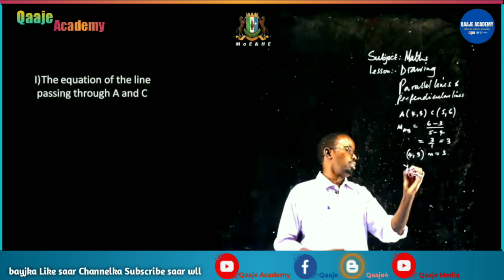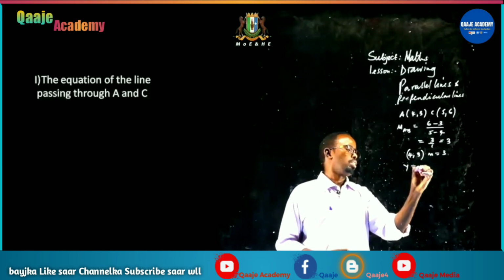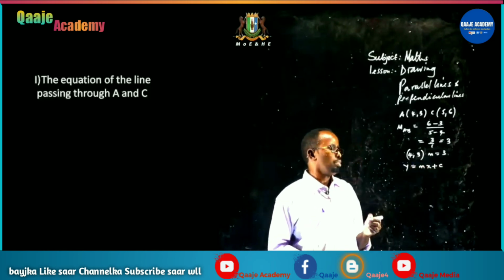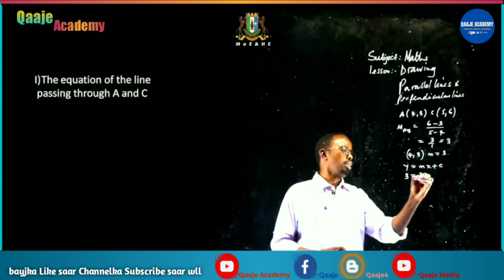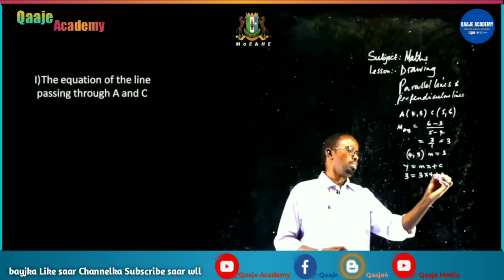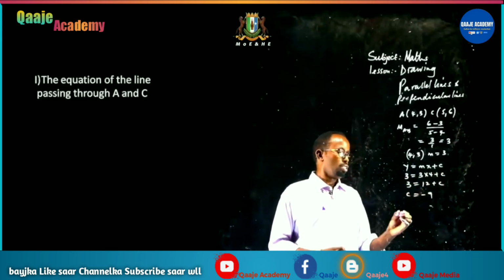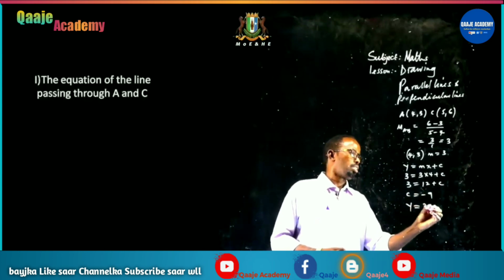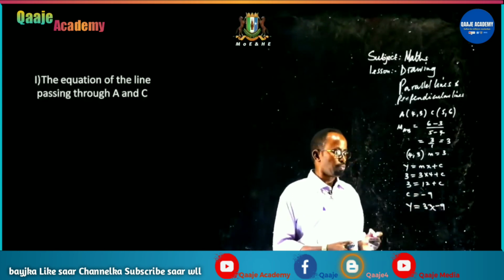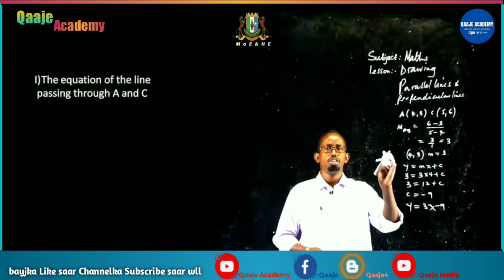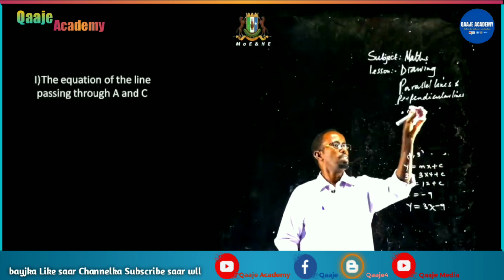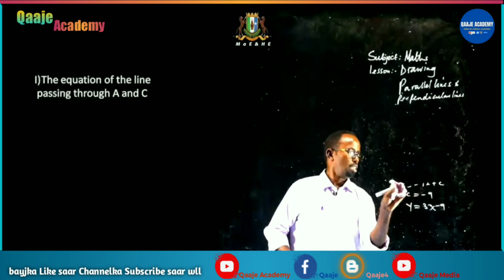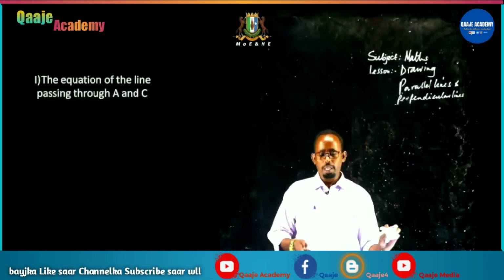Y is equal to mx plus c. That's another way of finding the equation of a line. So 3 is equal to 3 times 4 plus c. 3 is equal to 12 plus c. c is equal to minus 9. So the equation will be y is equal to 3x minus 9. That is the equation of the line AC.